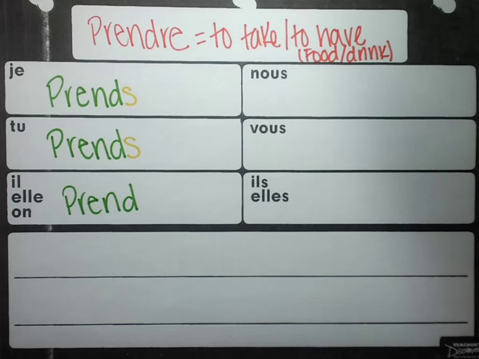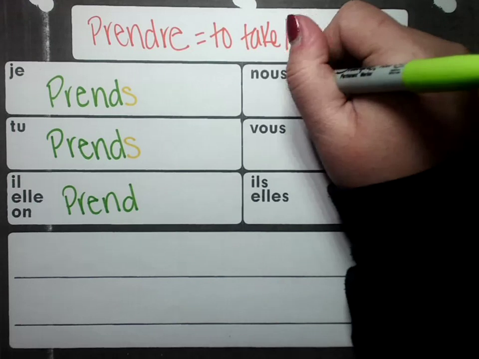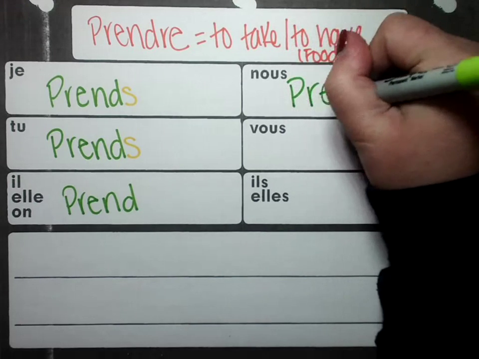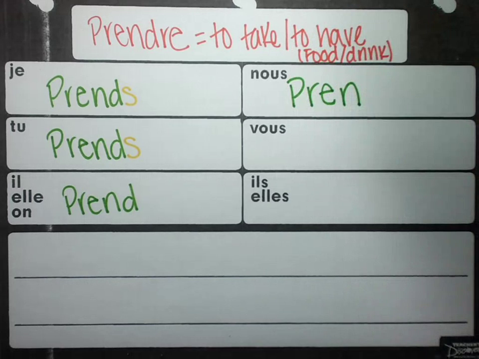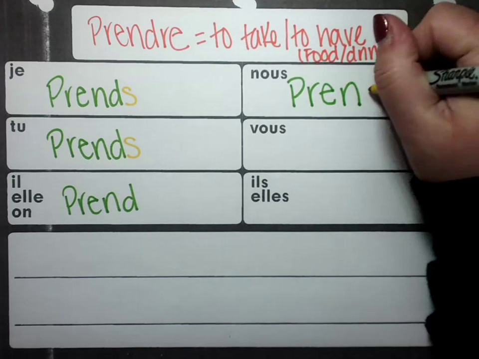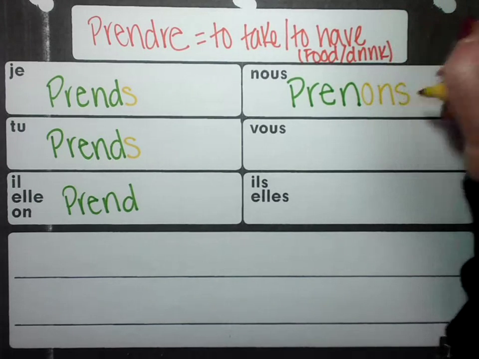Nous and vous and ils, elles, the right-hand side of the chart is where it gets a little funky. You drop the DRE. So we're going to pretend that we don't like Dr. Dre and we're going to drop him. So DRE, we're going to drop. So our stem is going to be P-R-E-N. And then we drop Dr. Dre, DRE. All right. We're going to add our normal ending onto the N, ONS.